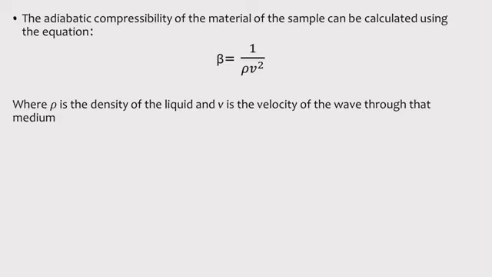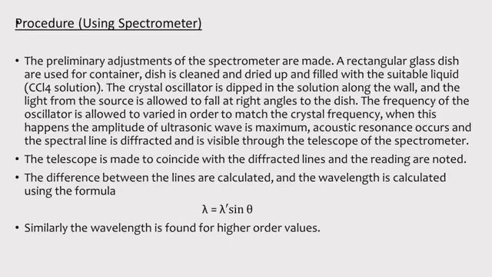So let us move to the procedure of this experiment. In this experiment, we use the spectrometer. The standard interferometer uses a reflector and an experimental liquid contained in the interferometer itself, which is heated to a suitable temperature using a water bath. But here we are using a different approach. We take the liquid in a rectangular dish, and we measure the values using a spectrometer.